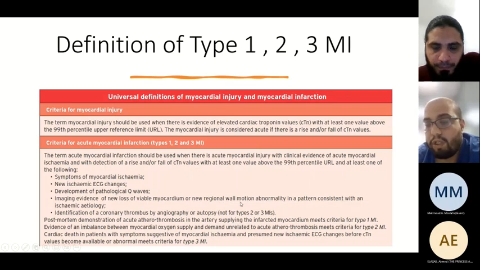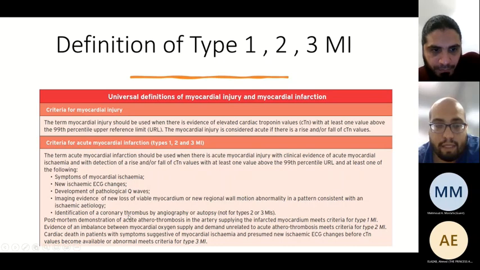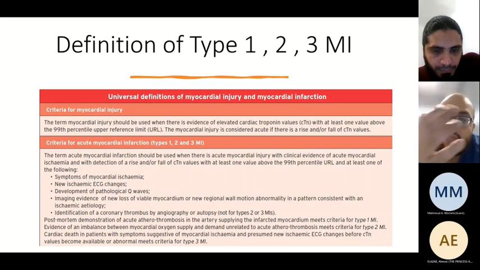Or something called new regional wall motion abnormality, which is something specific to cardiology imaging. We can skip that. Or you can also find a coronary thrombus on angiogram or on autopsy. So this is universal for type 1, type 2 and type 3. What has changed in the guidelines, in that definition, is that it expanded the myocardial infarction types to 5 types. Type 1 and type 2 have been there in the literature in the previous definition, but it has been expanded further into different types.